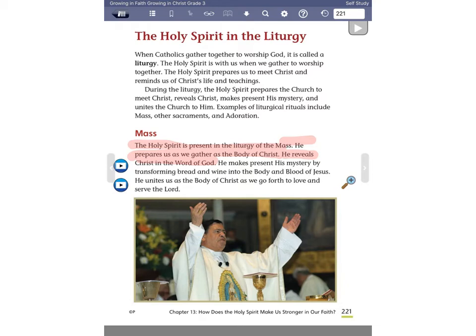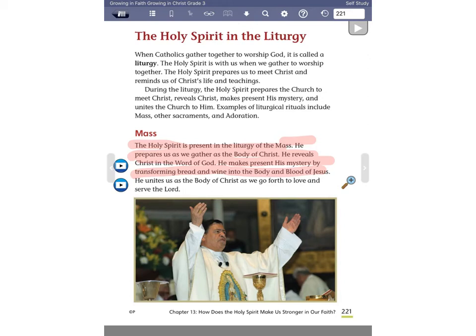The next one says, he makes present his mystery by transforming bread and wine into the body and blood of Jesus. So through the Holy Spirit, the priest changes bread and wine into the body and blood of Jesus, and the Holy Spirit is present in the Eucharist.